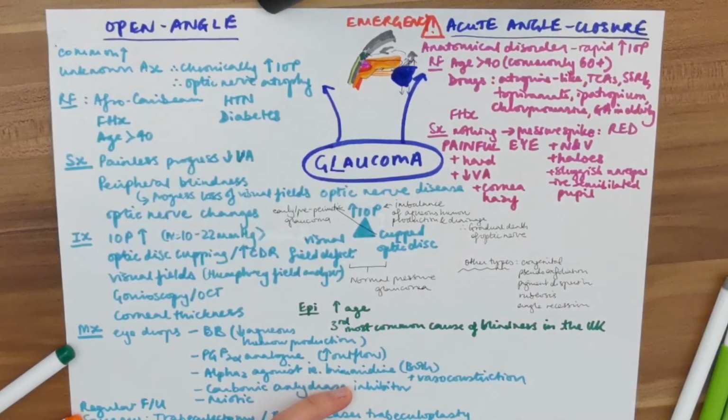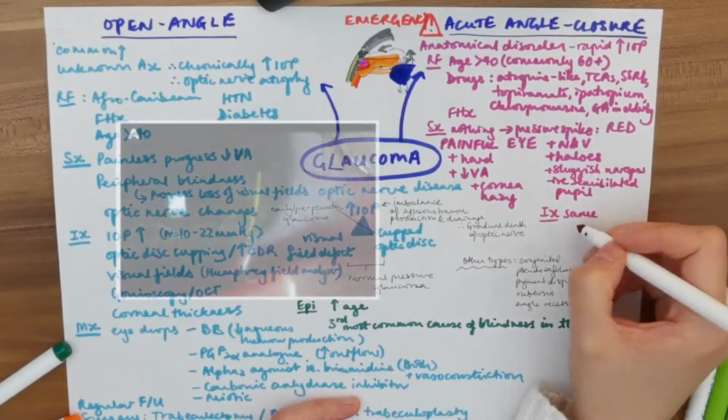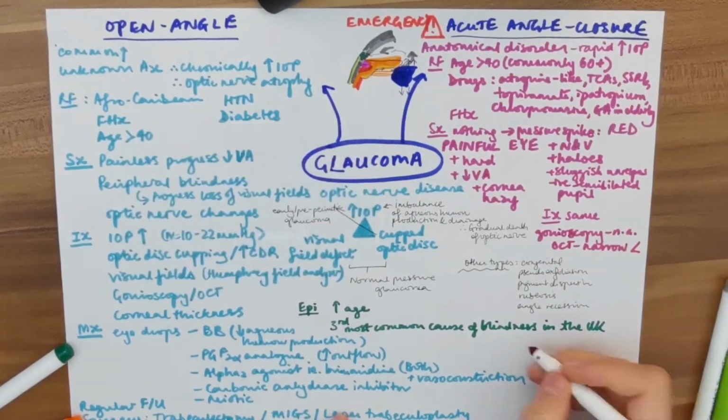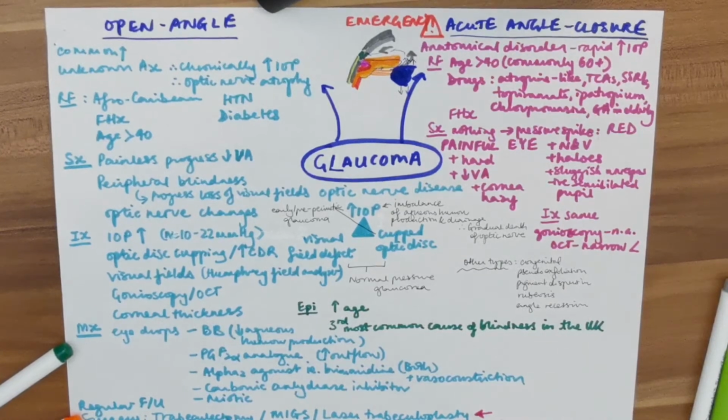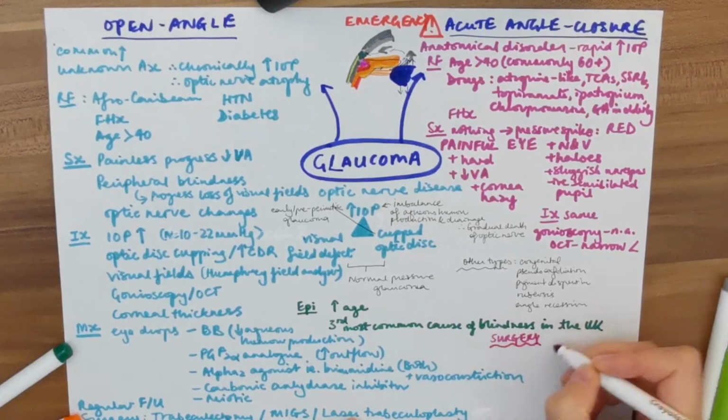Investigations are the same as open angle glaucoma. You'll examine the eye under the slit lamp and measure the pressure. Under the slit lamp, you may see that the cornea and the underlying iris are very close together. Gonioscopy may be featureless, or you cannot see the trabecular meshwork. And on OCT, which is a CT of the eye, it might show a narrow angle.